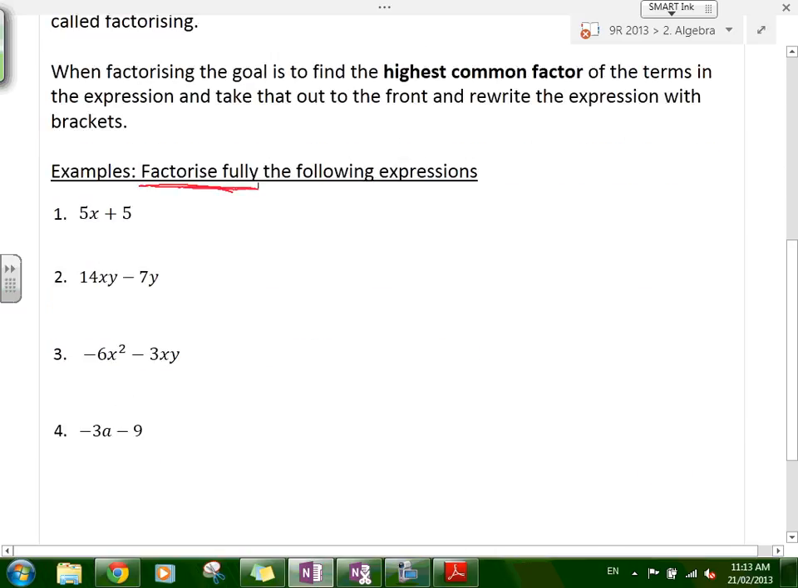So, here we have a look. 5x and 5, common factor: 5. Okay, 5 goes into both 5x and 5. So if you want to, again, we can write it like this, if that's helpful. 5x is 5 times x plus 5 times 1. I'm not going to do this very much. And so we take out the 5 from both, and what you're left with is an x and a 1. So it's x plus 1. Okay?